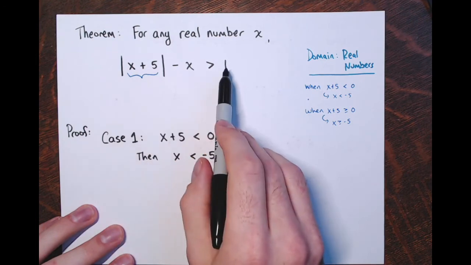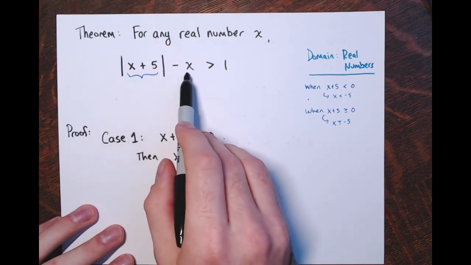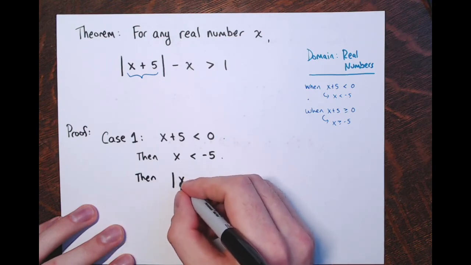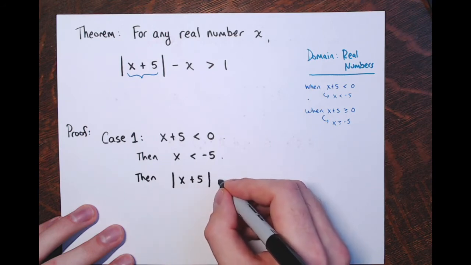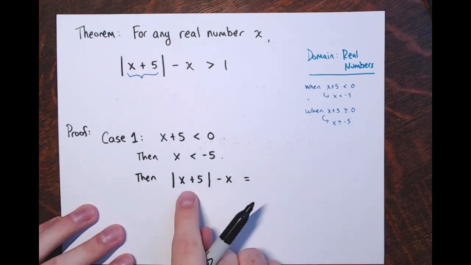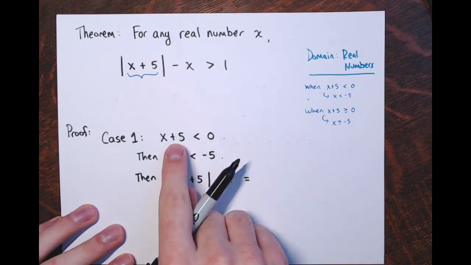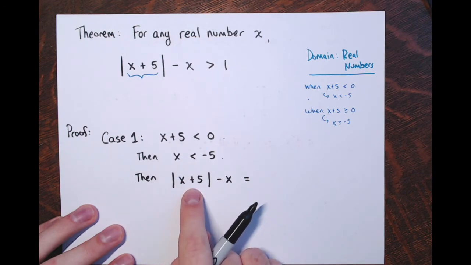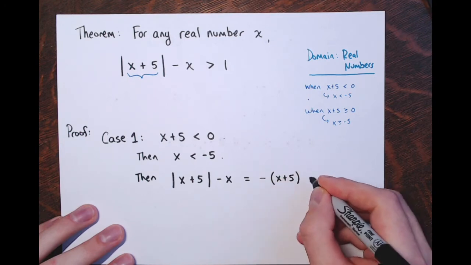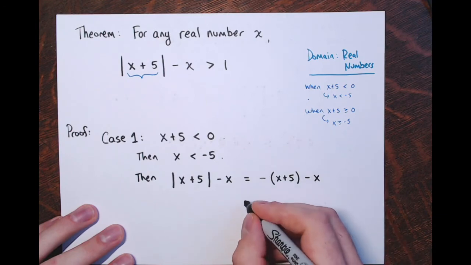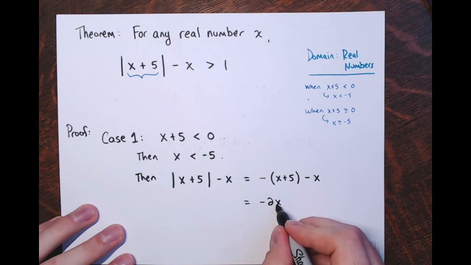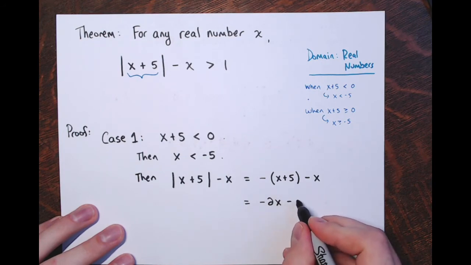But then you look at this expression here. I'm just going to write a bunch of thens. Then, the absolute value of x plus 5 minus x would be equal to, remember, the absolute value of a negative number is the opposite of that number. x plus 5 here is negative in this case, so it's the opposite of the quantity x plus 5. And then we have minus x. And when I distribute and combine like terms, this equals negative 2x minus 5.